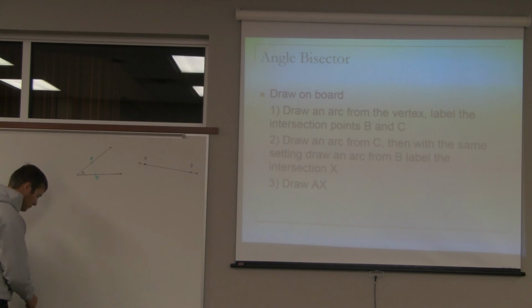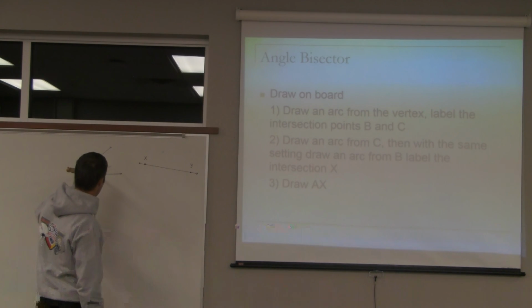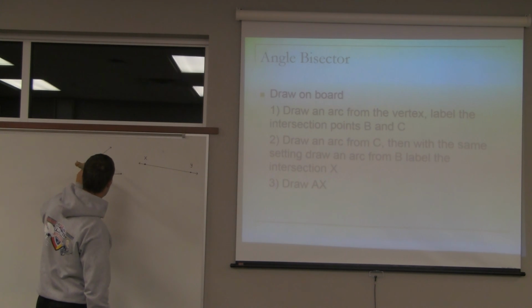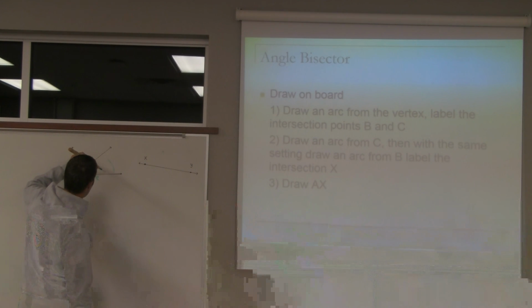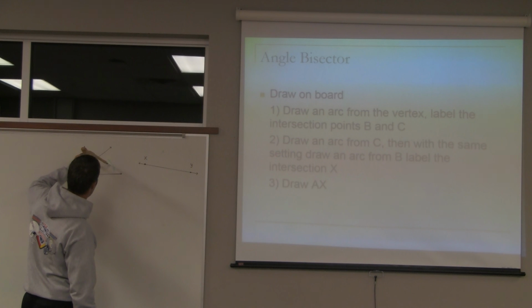So from points B and C, you're going to draw two more arcs that are inside the angle. So I draw an arc here. And then I draw an arc, compass open the same distance, the other way.